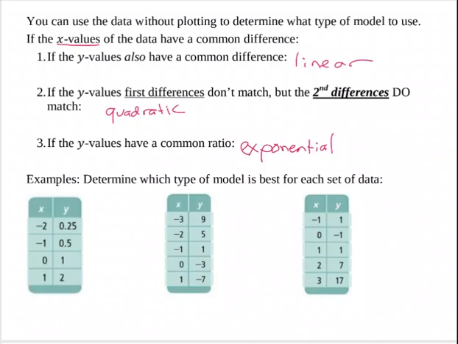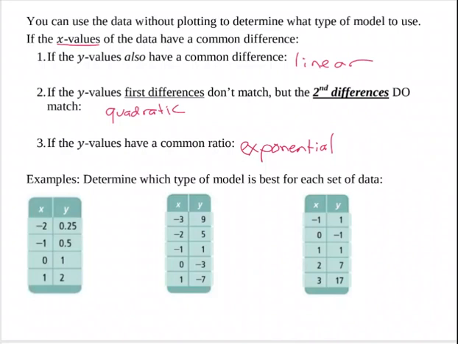So you'll see, if you don't quite understand what that means, you'll see it here in a second. So let's determine using these tables which type of model is best. On this first one, we have -2, -1, 0, 1 for x. Those are changing by the same amount each time, so that's great. Let's check the y. We have 0.25, 0.5, 1, 2. Are those adding the same amount each time? No. Okay, so it's not linear.